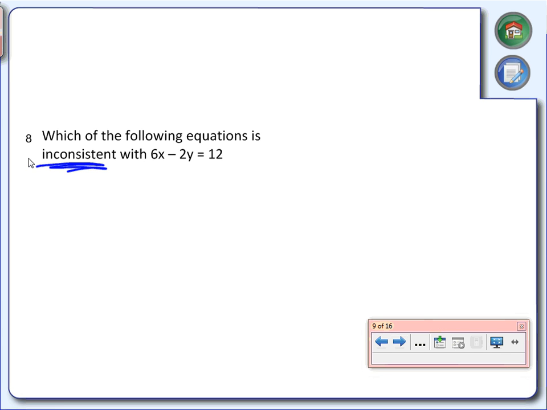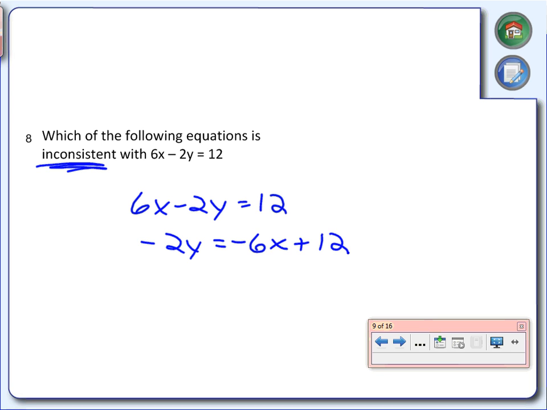Inconsistent means no solution. And the only way we have no solution is when you have parallel lines. Now, on the test, you'll have some choices. But for us, let's go ahead and take this equation and get it into slope-intercept form. So I'm going to move my 6x over. Then I'm going to divide by negative 2. Negative 6 divided by negative 2 would give me a positive 3. 12 divided by negative 2 would give me a negative 6.